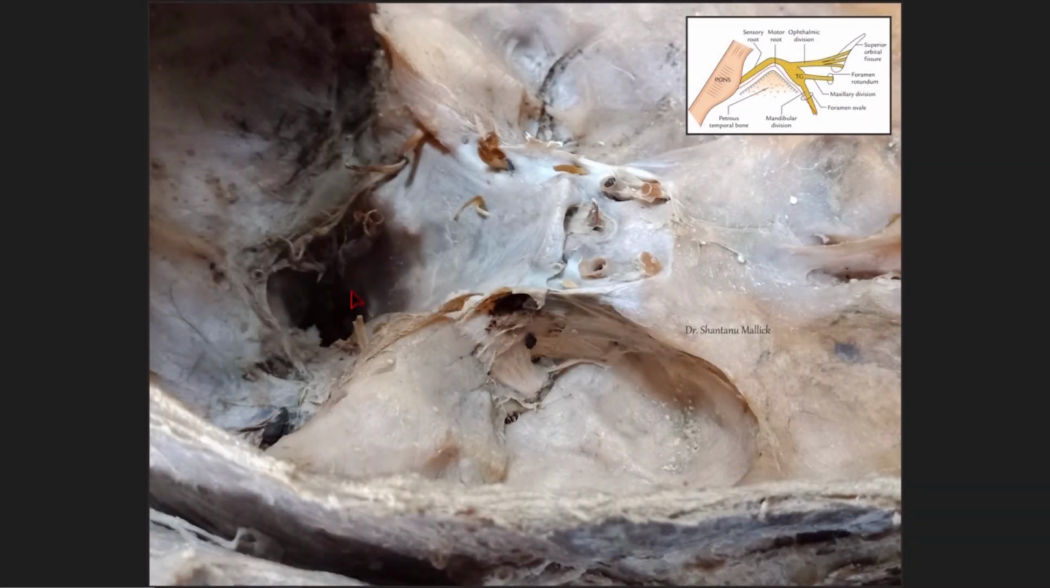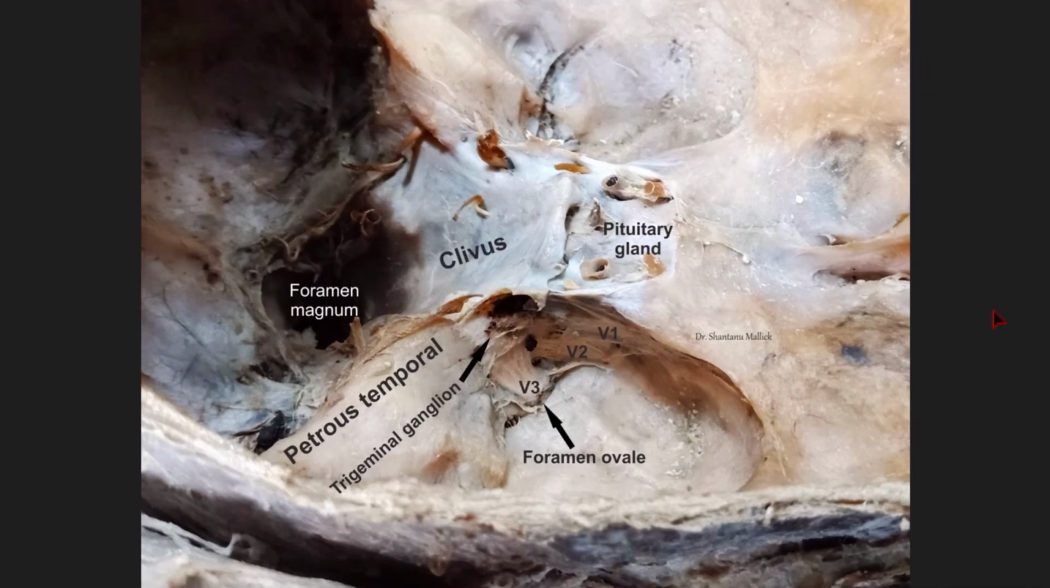See, you can see the pons, the brainstem. The brainstem is placed here. You can imagine how from the pons, the sensory root and the motor root are coming, and this is the ganglion. It is residing here. You can compare with this picture. See here, pituitary gland, V1, V2, V3, trigeminal ganglion is here, petrous, temporal, foramen magnum, clivus.